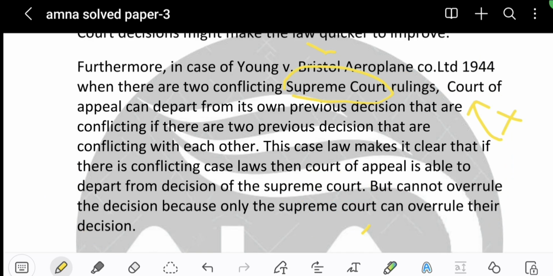Two decisions of the Supreme Court might be conflicting. Still, at that point, the Court of Appeal can choose any one of them, but they cannot overrule any decision of the Supreme Court. Only the Supreme Court has the authority to change their decisions.